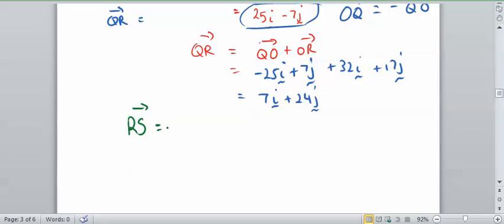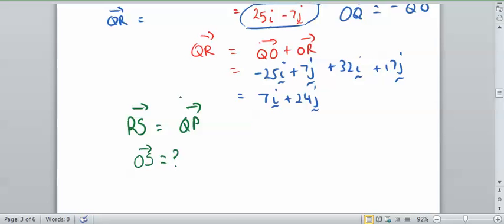So what you could say is that RS is the same as QP. They're the same vector. And they're also the same magnitude. So it's not a scalar multiple. It should be that they are equal. So if RS is QP, what are we trying to find in part B? Okay. So we're trying to find OS.